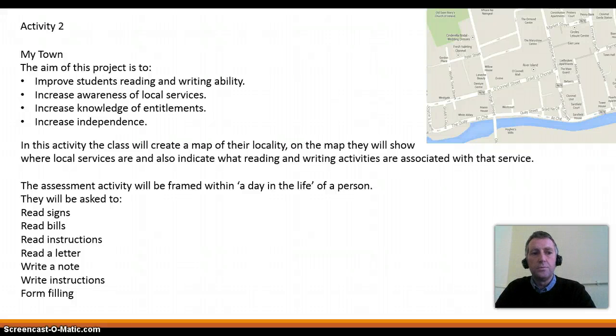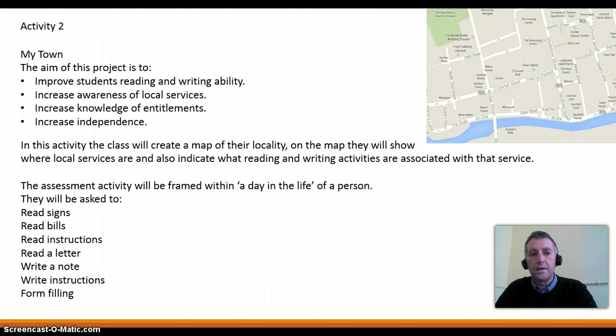Okay, activity two. Activity two I'm calling My Town. It's about local services and the reading and writing involved in dealing with local services. The aim of this project is to improve the students' reading and writing ability, increase awareness of local services, increase knowledge of entitlements, and increase independence, among other things.